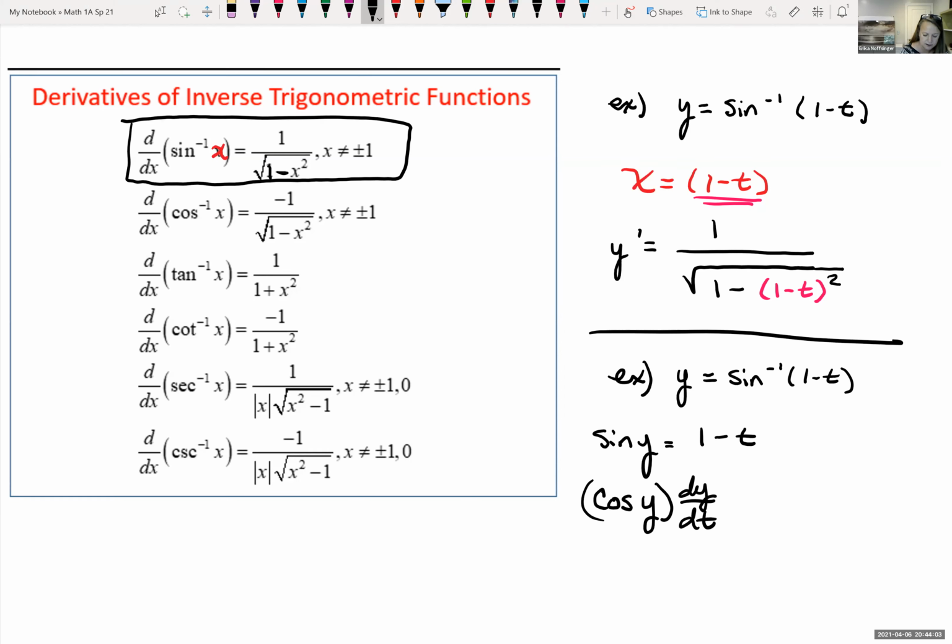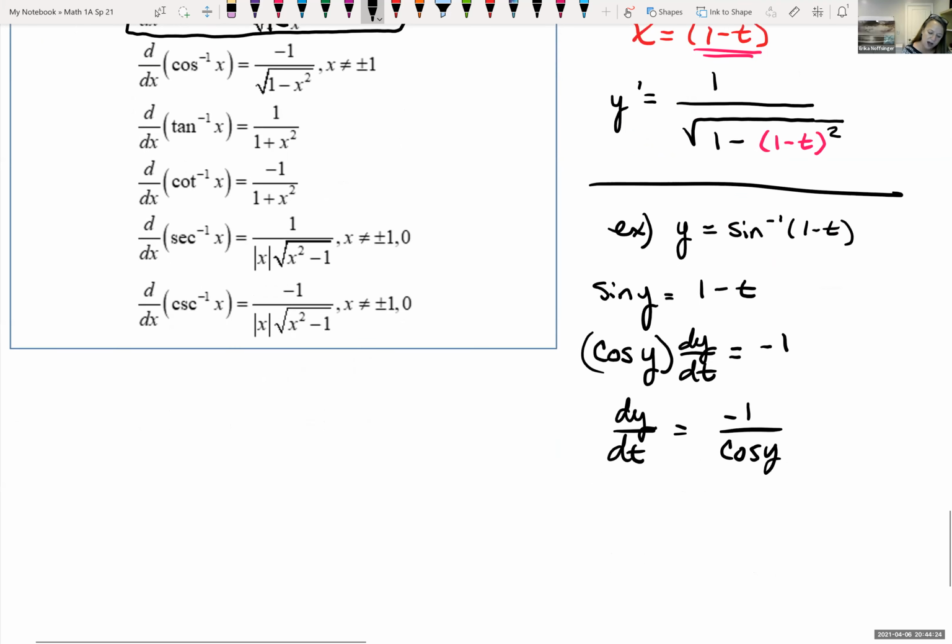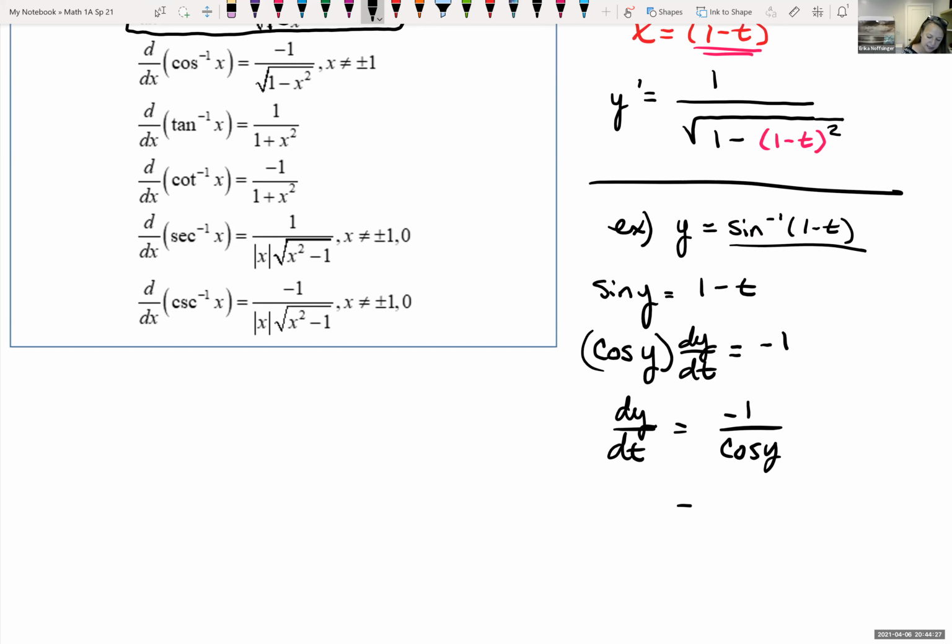equals, because y is a function of t, not x, derivative of 1 minus t. In this case, derivative of 1 is 0, but derivative of negative t is negative 1. So dy dt is equal to negative 1 all over cosine of y. But I know y is the sine inverse. So this is equal to negative 1 all over cosine of sine inverse of 1 minus t.